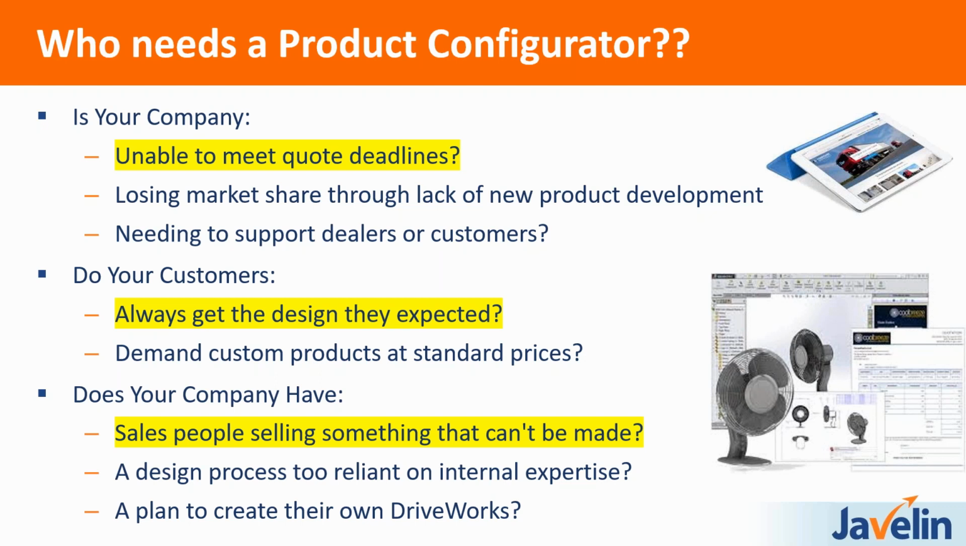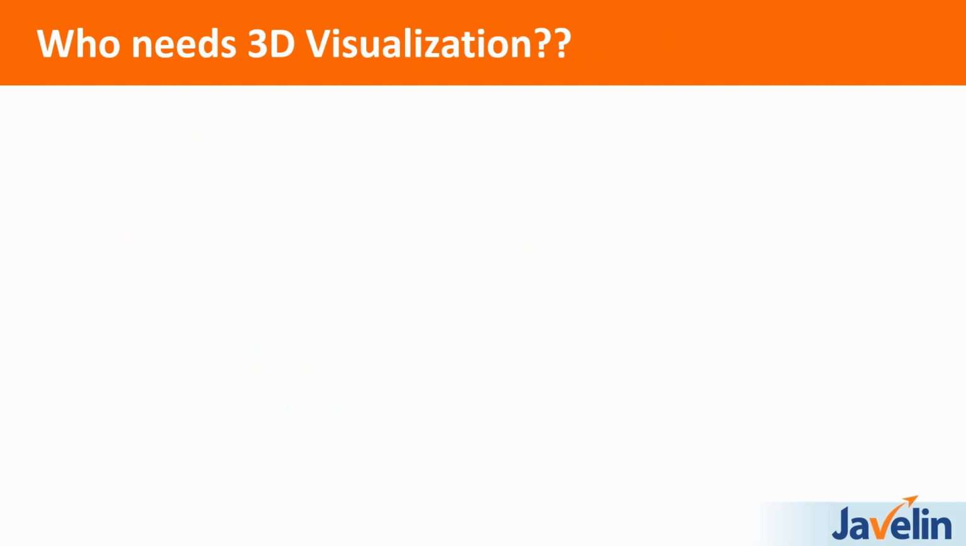Another critical thing is companies that are not able to get into new products or put their products into new markets. We also talk to customers where their customers are disappointed because they did not get the design that they expected, or their customers demand custom products at standard prices. And we also hear a lot about people who complain that salespeople have specified something that can't be made. So those are some of the key things that we typically hear and would be indicators of a company that needs a product configurator. But the next question is, who needs visualization?